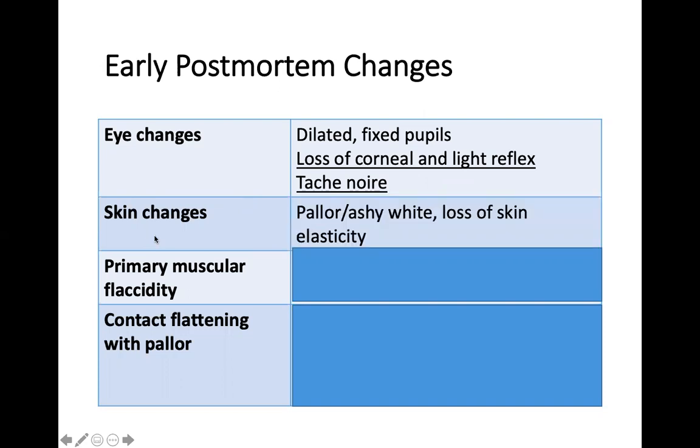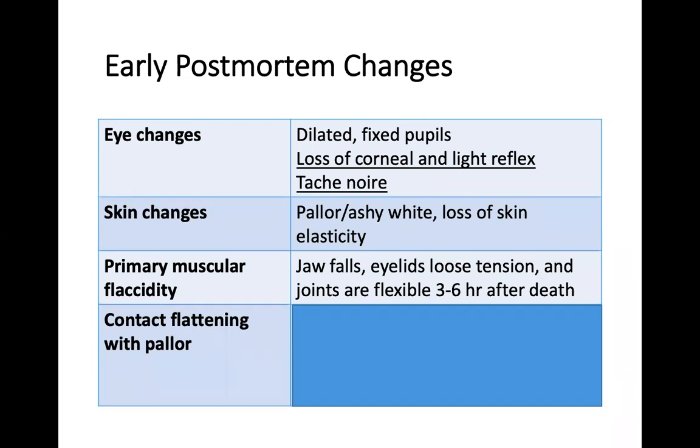Next is your skin changes. We have pallor, ashy white, loss of skin elasticity, of course. And we have the primary muscular flaccidity. The jaw falls, eyelids lose tension, and joints are flexible after 3 to 6 hours after death.